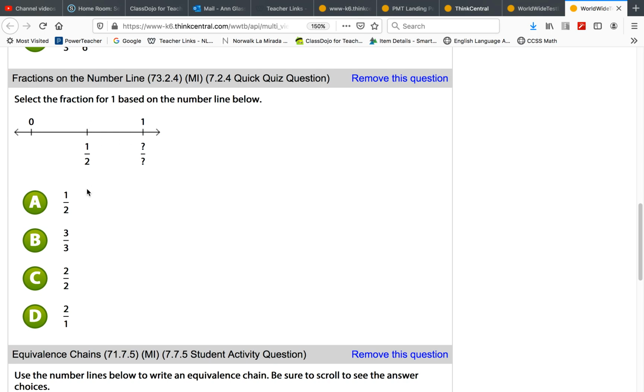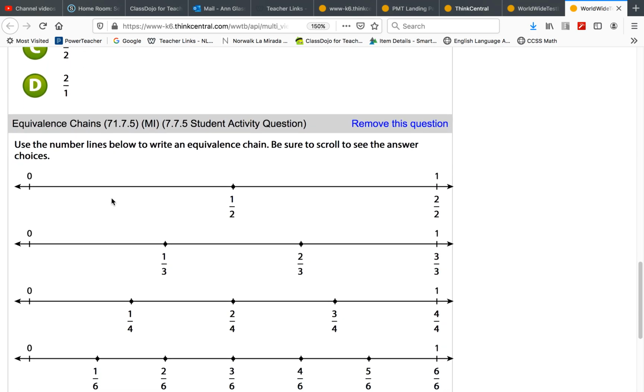Now look at what this number line is showing you. Your number line might be different than mine, but it's the same idea. Is this showing you thirds, halves, fourths, fifths, sixths? Think about what a whole pizza would be. Half a pizza? How much would a whole pizza be? Would it be 1/2, 3/3, 2/2, or 2/1? Based on this number line.